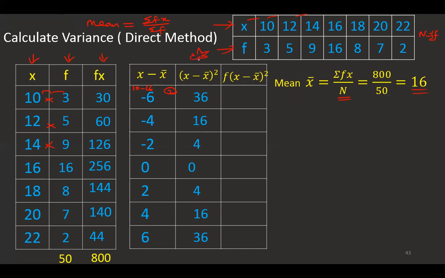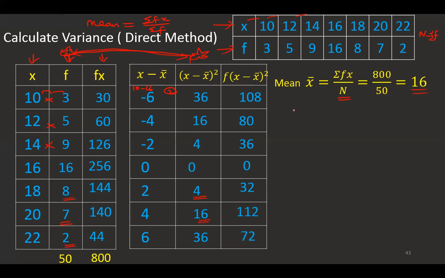You can see here, this column with this column. Now it doesn't look like a star, I'm sorry. Now these two columns I'm going to multiply, F and this column. So 3 into 36 comes to 108. Similarly, 5 into 16, then 9 into 4, then 16 into 0, then 8 into 4, then 7 into 16, then 2 into 36.